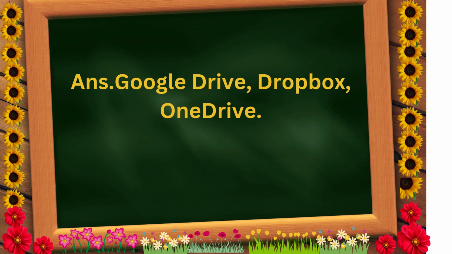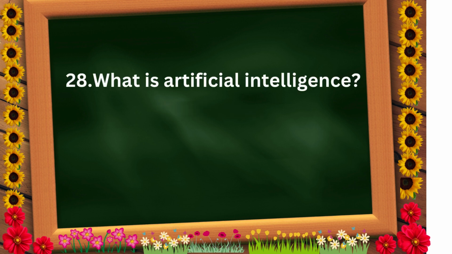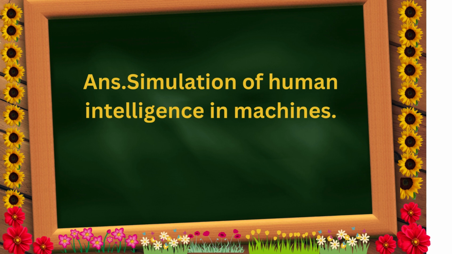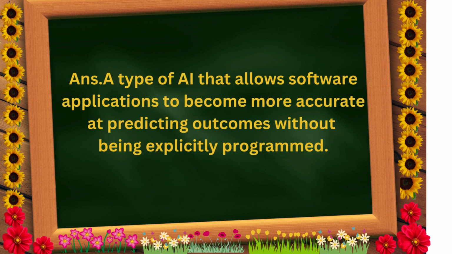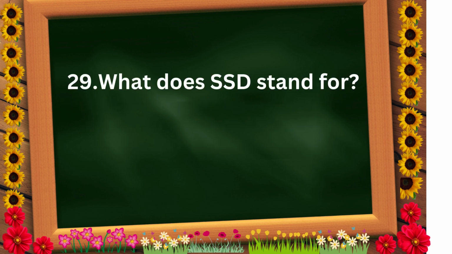Google Drive, Dropbox, OneDrive. What is artificial intelligence? Simulation of human intelligence in machines. What is machine learning? A type of AI that allows software applications to become more accurate at predicting outcomes without being explicitly programmed. What does SSD stand for?